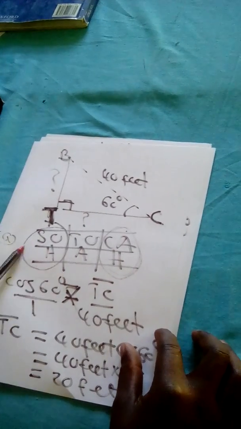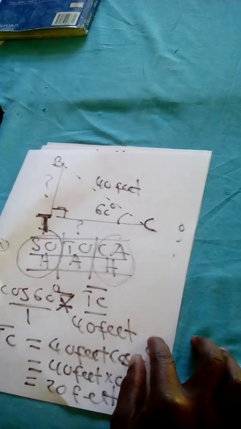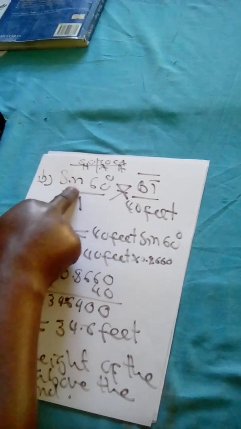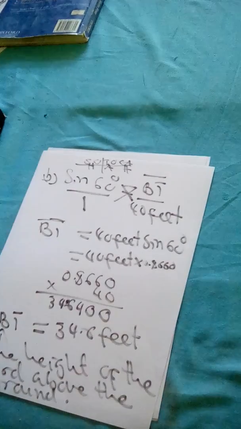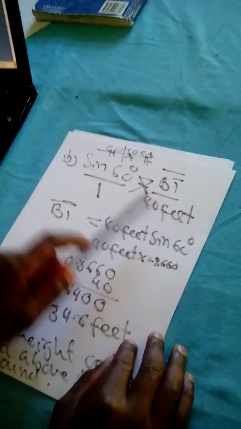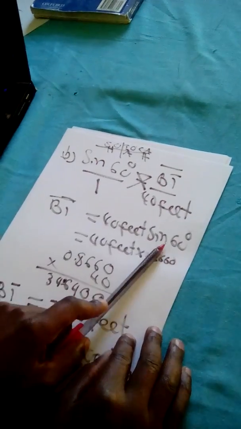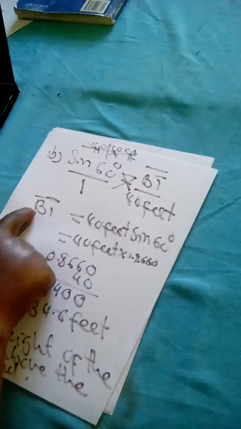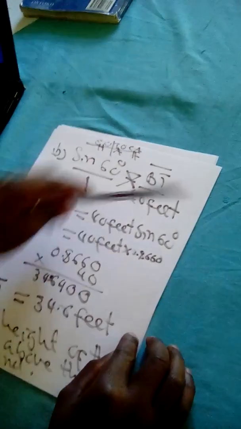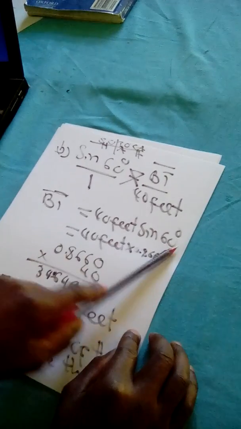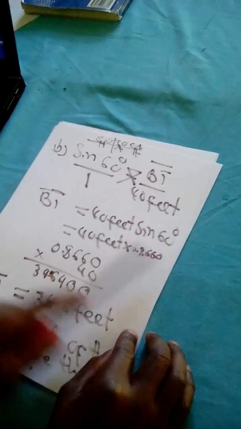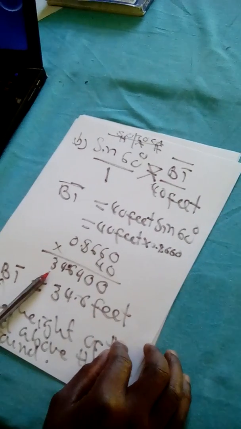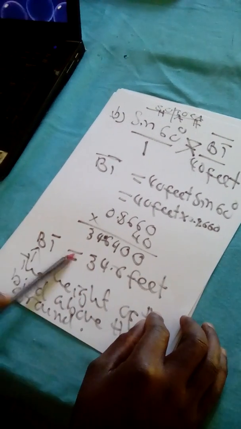So the proper ratio to be applied is the sine ratio. Sine equals opposite over hypotenuse. So sine of 60 equals opposite, which is BT, over the hypotenuse 40 feet. If you do the process of cross multiplication, you'll have 40 feet times sine 60 degrees here, and you have BT here. And then you go to the tables of trigonometry, you read sine of 60 to be 0.8660. If you do the process of multiplication, you'll get 34.64 feet. That is BT.